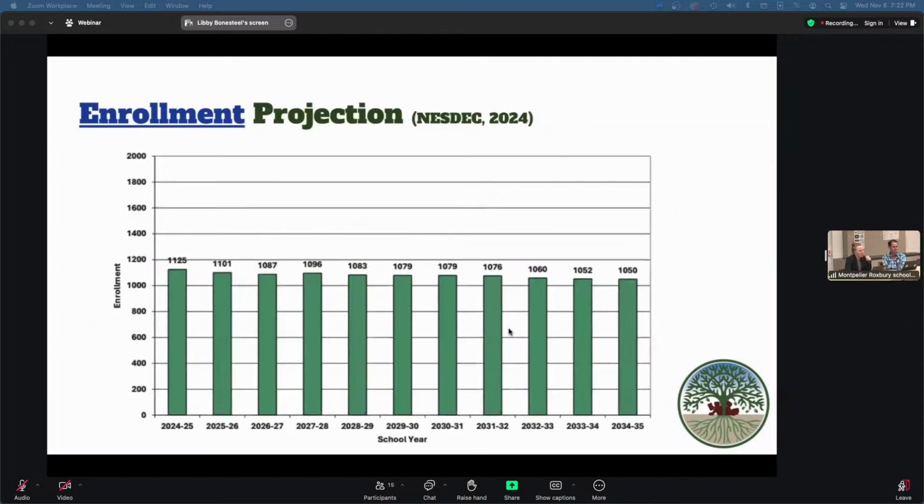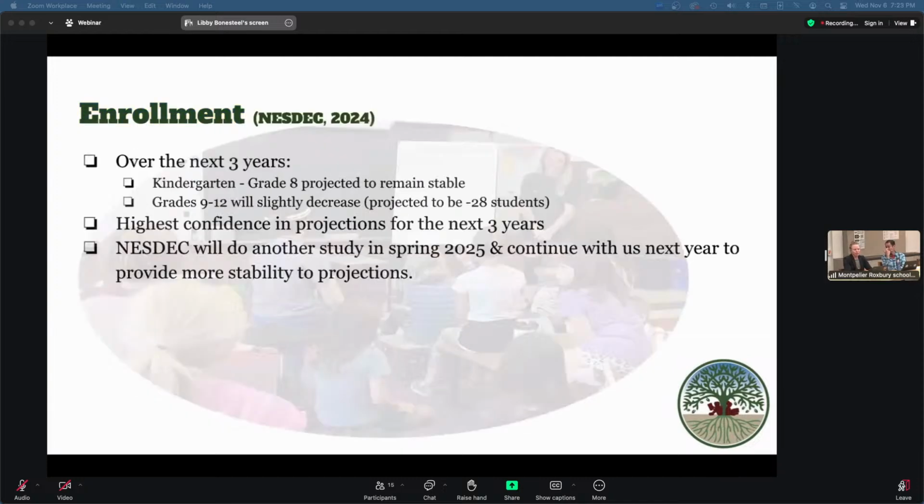Is that in the green bar chart? Right here. That's the prediction from NESDEC. Do you feel like that's accurate? It's really hard to state because you get kids moving in, you get kids moving out. And so it's really hard to state exactly if that's going to be a good one. It's a probably good ballpark. Yeah. And you were just saying on the next slide, they said we would lose over the next 3 years about 28 students from 9 through 12, and that K through 8 will remain relatively stable.